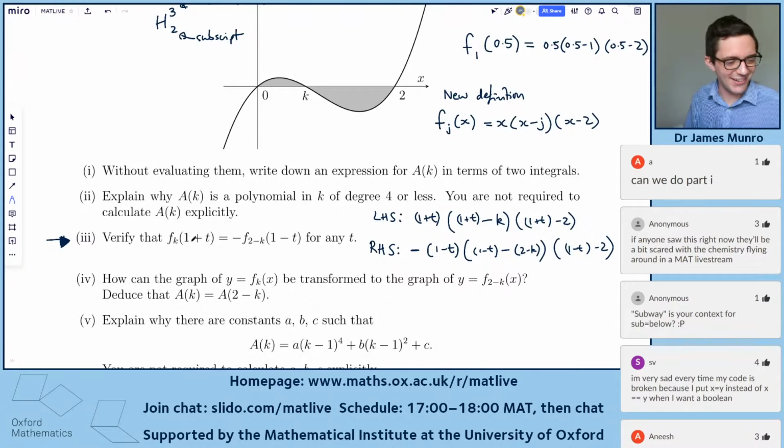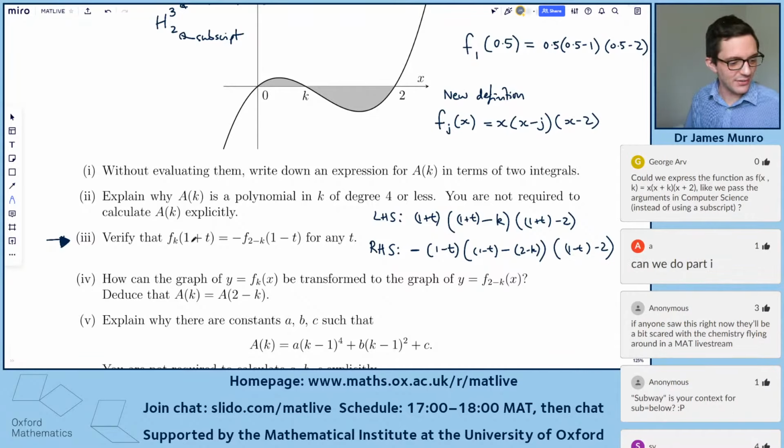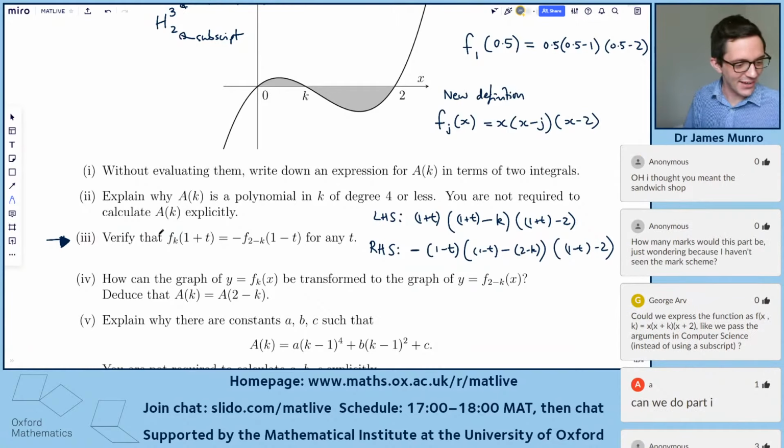So yeah, passing arguments around. Brilliant, good. Yeah, like the sandwich shop. Yeah, Subway, like the sandwich shop. Yeah, cool, right, good. Or like this subterranean metro network.